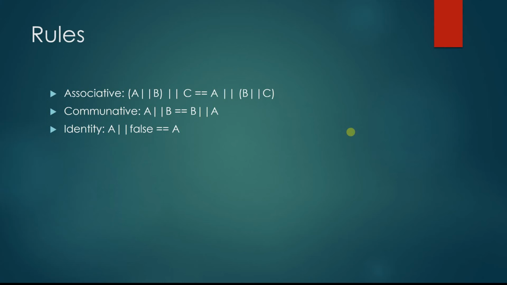Associative is basically just like regular algebra. When A or B is in brackets and or C, it's also equal to A or B or C. And so you can also do those with AND gates, the same exact. You just replace it with AND gates. Commutative property is when you can switch the letters around and it'll still be the same value. And the identity is where if it says A or false, then it equals A, and if it says A or true, then it also equals A. So it's the same regardless.